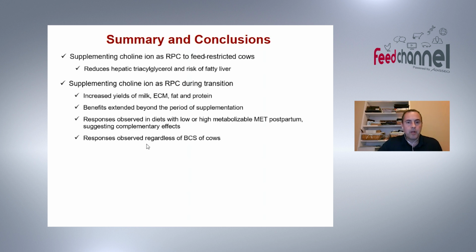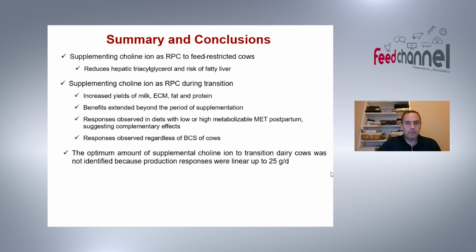We saw responses in diets with low or high metabolizable methionine postpartum, but there was an interaction suggesting that there is an interplay between them, but there's also some independent mechanism present there. And the responses were observed regardless of body condition score of cows. We really don't know the optimum amount of choline ion. We think it's probably closer to this 25 grams, but we need more data on that.